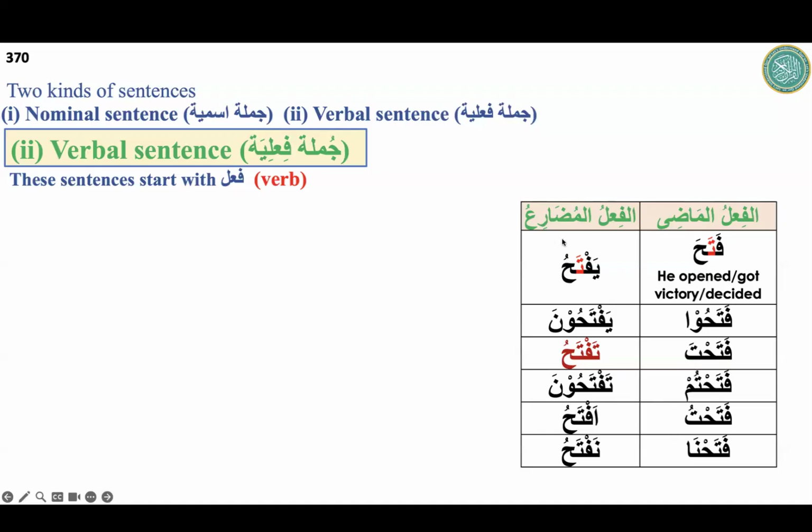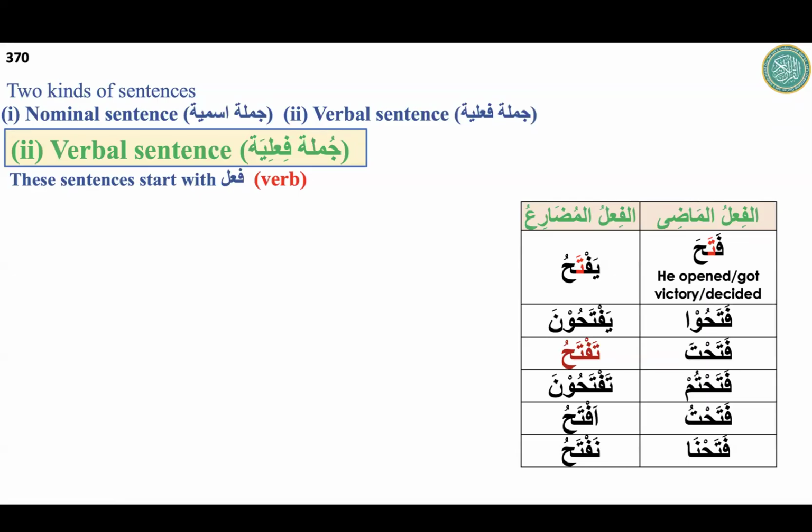Similarly with mudare, Saad Iqbal. Yaftahu, he. Yaftahuna, they. Taftahu, it can be she or you. Taftahuna, you all. Aftahu, I, and naftahu, we. So first of all, whenever the verb comes, we should know that there is an inside doer in there.